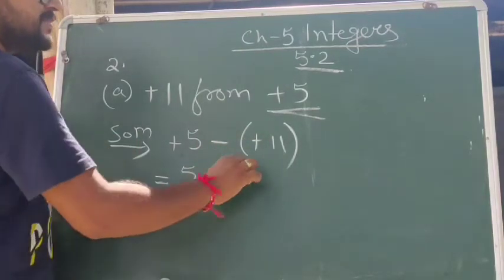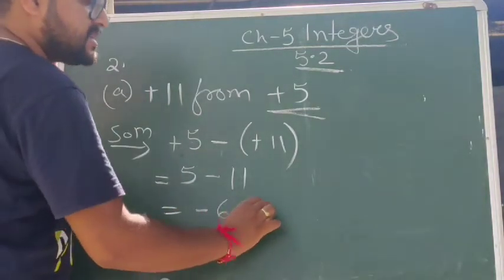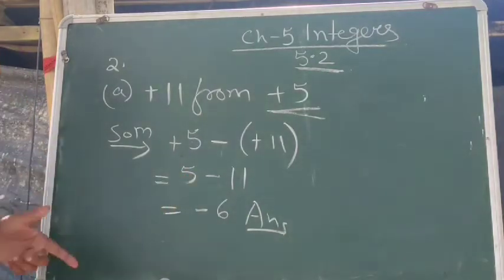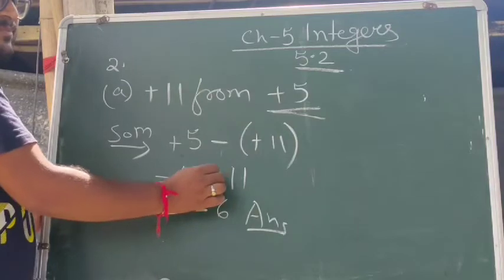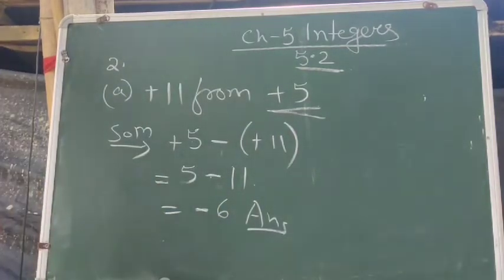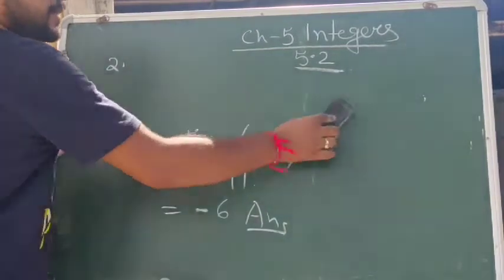Minus plus will be minus, so 5 minus 11. Now 5 minus 11, the answer will be what? Minus 6. Why minus 6? Because you have to subtract. So 5 minus 11 will be 6. Since the sign before the greater number is minus, you have to give the negative sign. That is why the answer will be minus 6. Clear? Okay, fine.